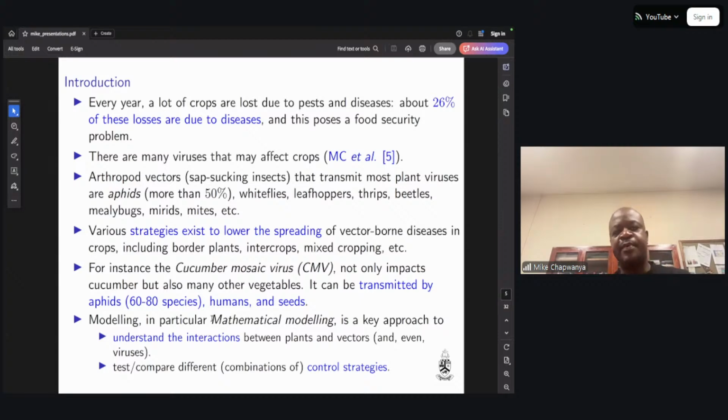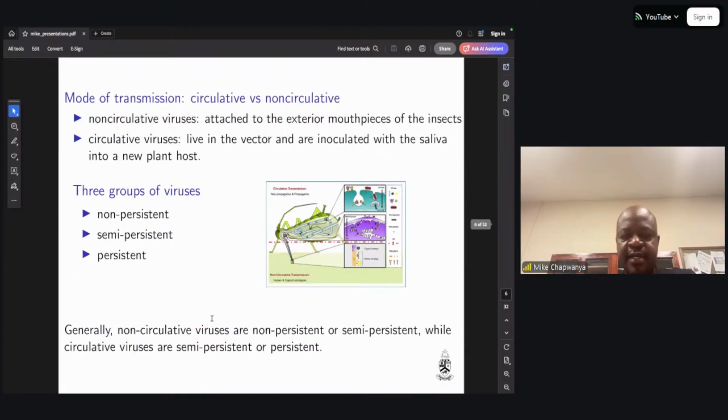But of course, that depends on the kind of crops you have, the vectors that will transmit the disease, and other things that can be included in the modeling. Now, what are these other things that can be included in the modeling? The transmission of the disease itself. So in this case, I'm mentioning circulative virus or non-circulative virus.